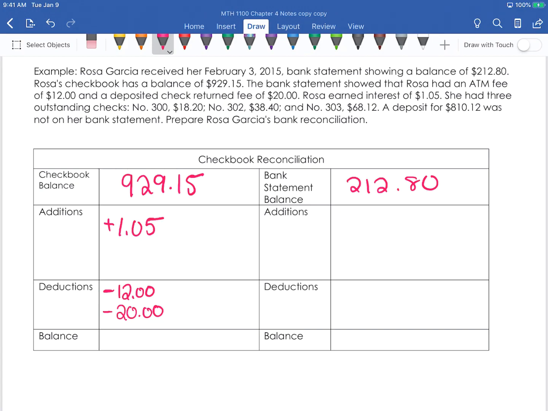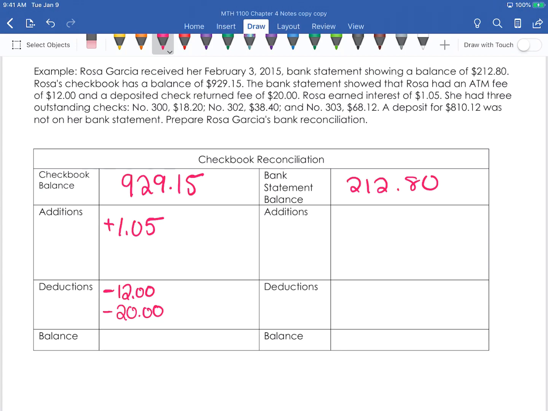It says also she has 3 outstanding checks. Check number 300 for $18.20. Check number 302 for $38.40. And check number 303 for $68.12. So this means those are checks that she recorded in her checkbook, but the bank hasn't processed them yet. So we need to make sure that those go in the bank column under deductions because those are checks that she wrote, so that's money coming out of her account.